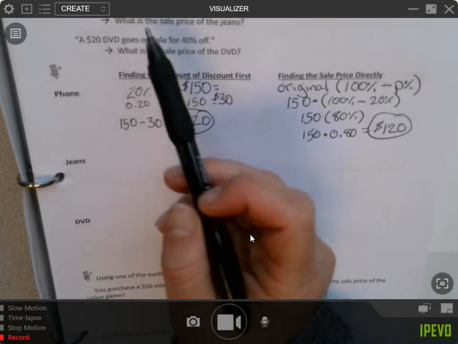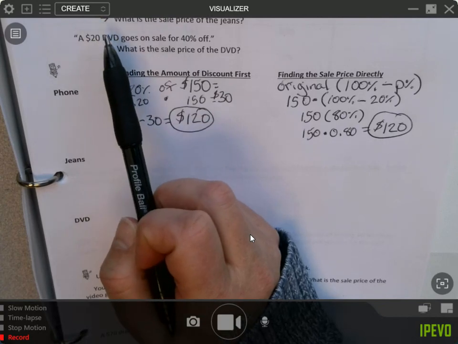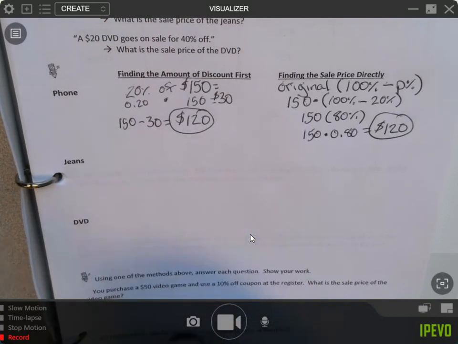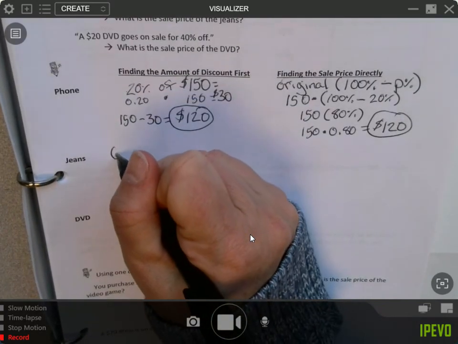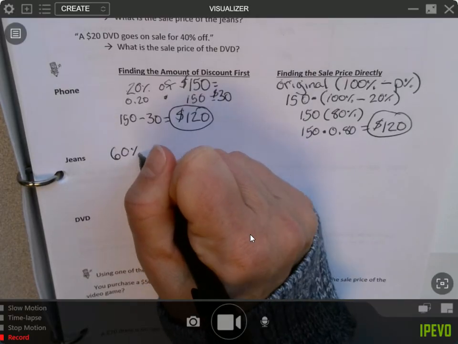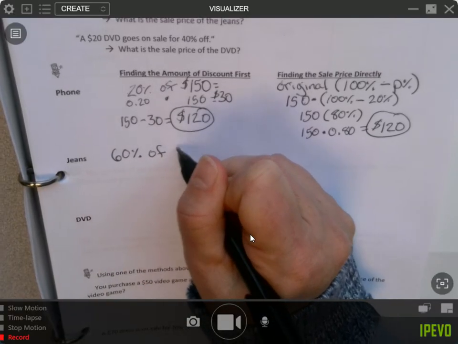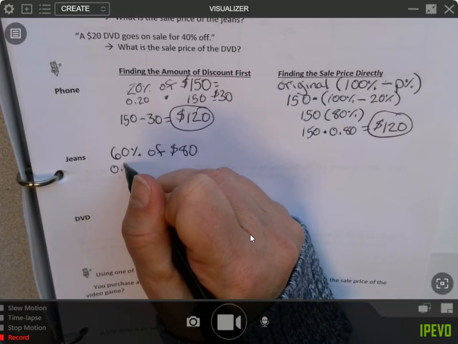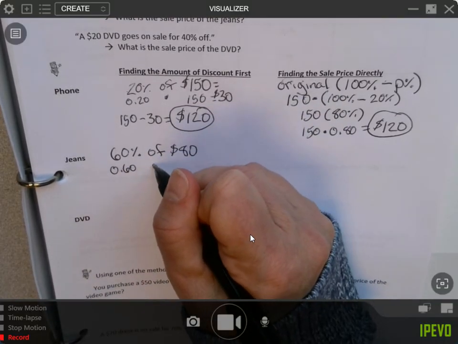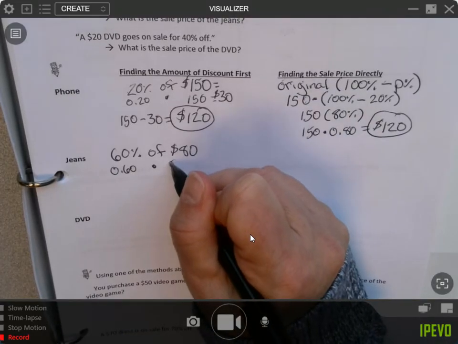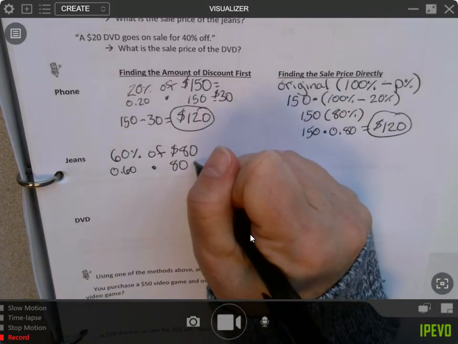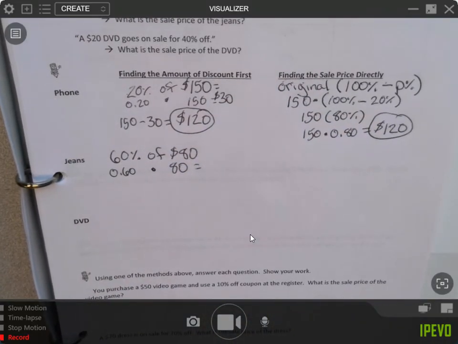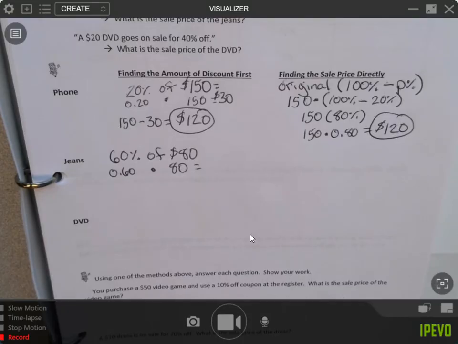Our original, let's see, we have $80 for a pair of jeans, goes on sale for 60% off. So we need to find out 60% of $80. So 60% is 0.60. Of means to multiply by that 80. What is 60% of 80? 0.60 times 80.